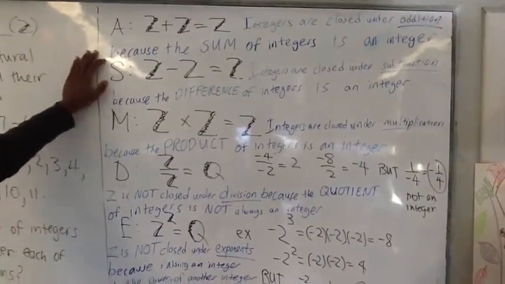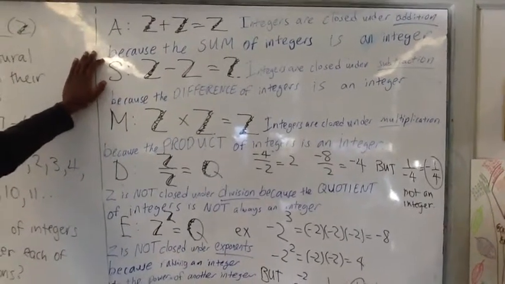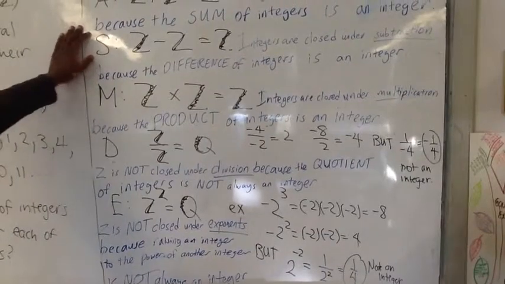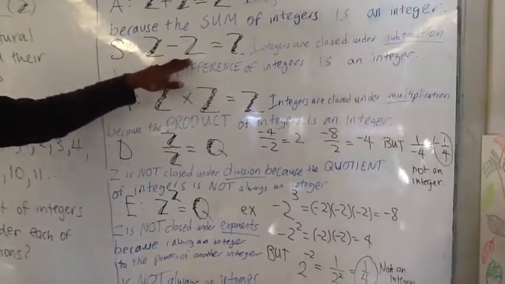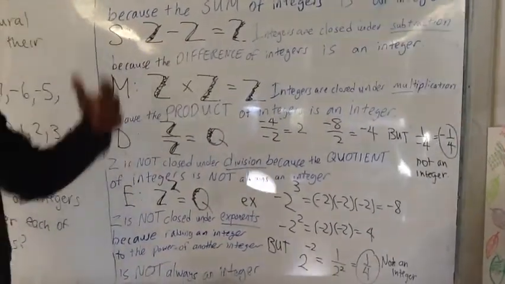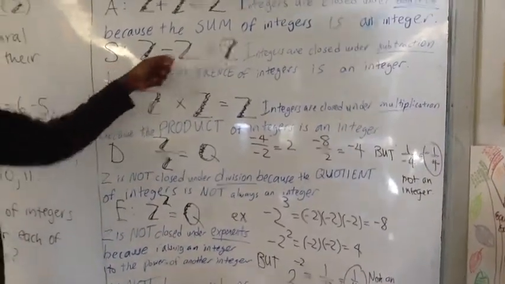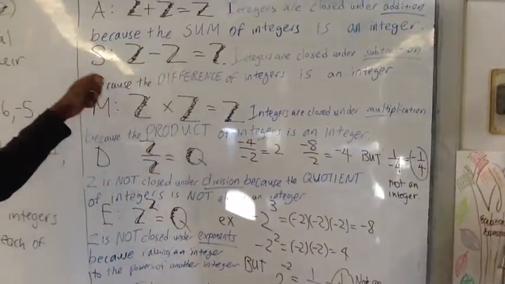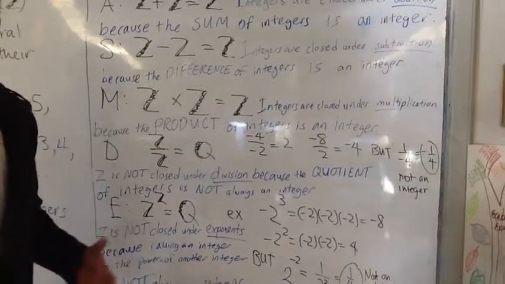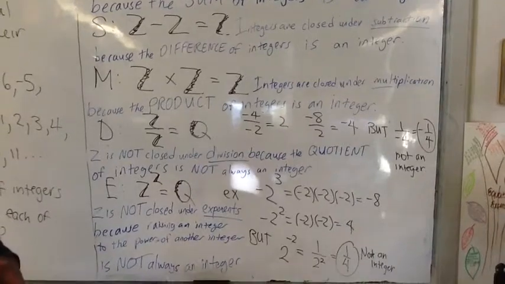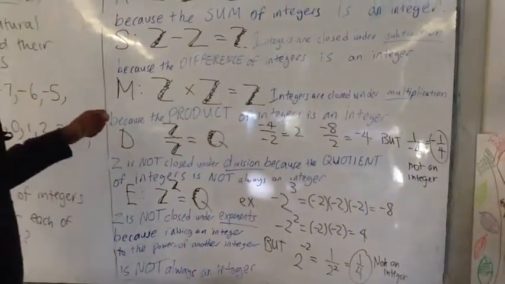For subtraction, most students will say, no, it's not closed under subtraction. But as they look a little closer and they begin to understand what it means to be closed, they say, oh yeah, when I take two integers and subtract them from each other, the difference of integers is going to be another integer, because I'm always going to get a positive or a negative whole number, or 0.